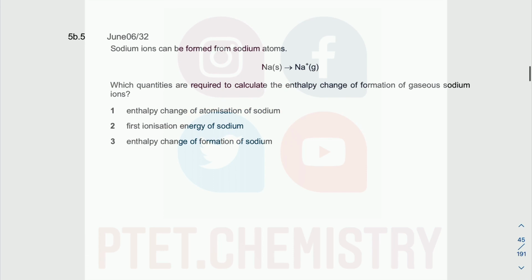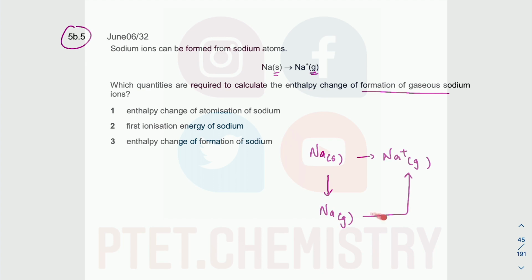This is the last question of this 5-question series on Section B type of question. It's on enthalpy change. If you want to calculate the enthalpy change of formation of gaseous sodium ion, state symbols are very important. What do you need? We can construct a very simple cycle. From the sodium solid, we can get sodium atom. From the sodium atom, we can do first ionization energy. So this is what you want.